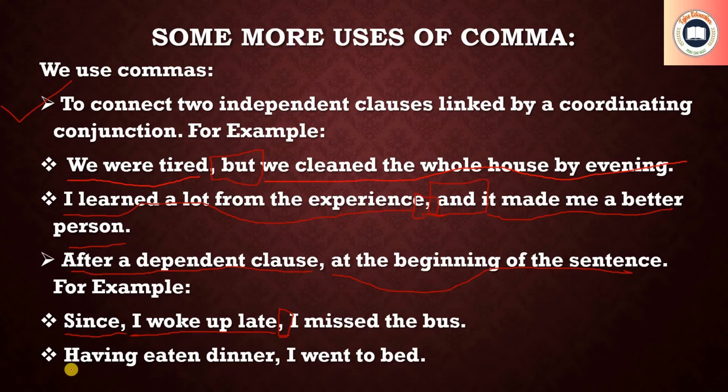Now the next example: "Having eaten dinner, I went to bed." "Having eaten dinner" does not make any sort of sense, so it is a dependent clause. And after "having eaten dinner" comes "I went to bed." Since this does not make any sense by itself, it is a dependent clause at the beginning of the sentence, so we place a comma after it. Hope this is understood.